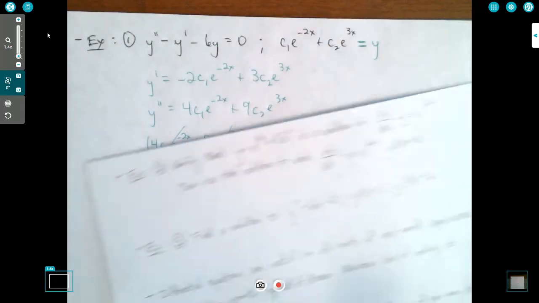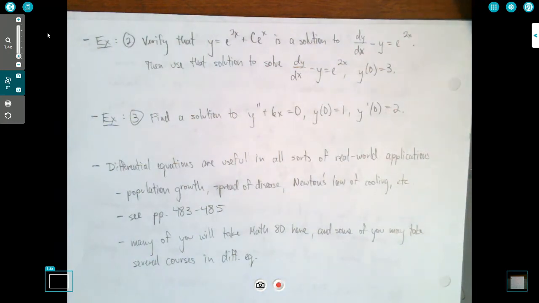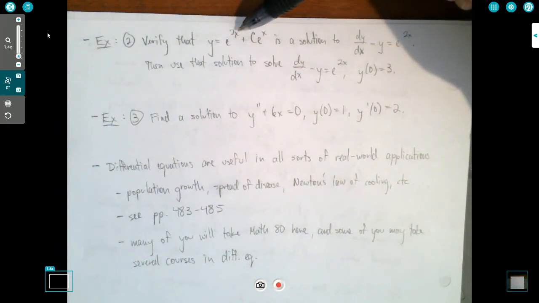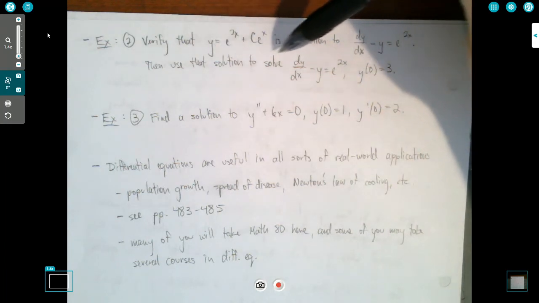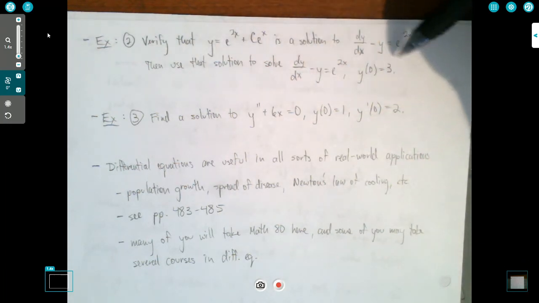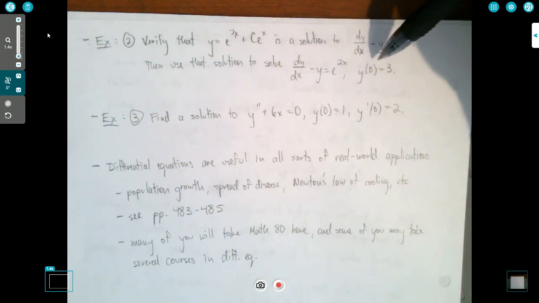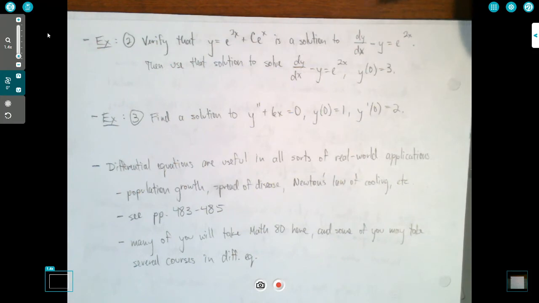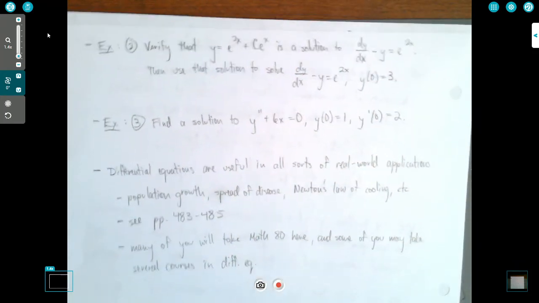Okay. So for example, number 2 here says, verify that y equals e to the 2x plus c e to the x is a solution to dy dx minus y equals e to the 2x. Then use that solution to solve this initial value problem: dy dx minus y equals e to the 2x, y of 0 equals 3. So let's do that. First we have to verify that this is a solution in the first place.